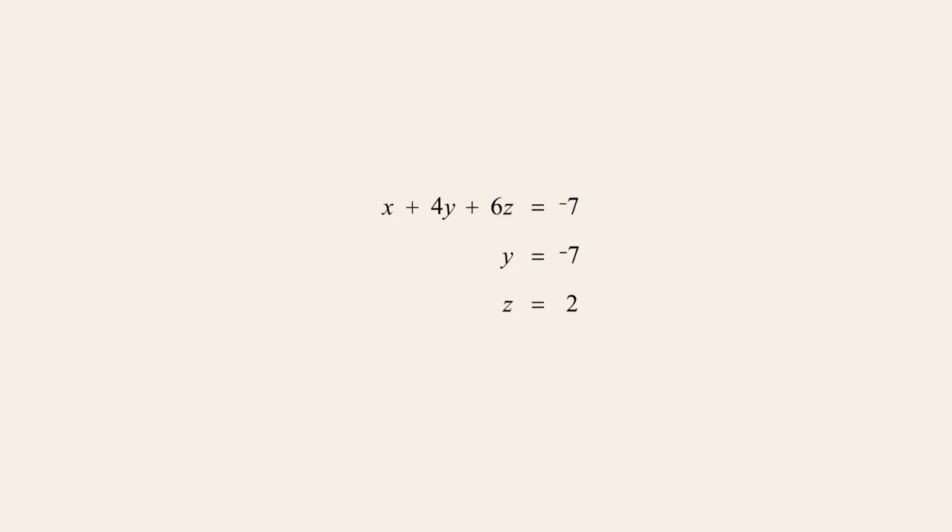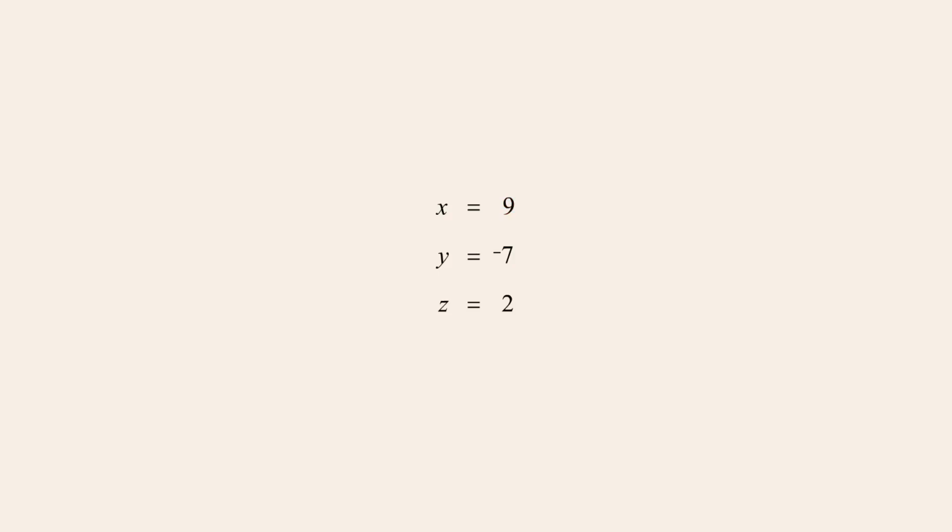And now that we know the values of y and z, those values can be substituted into the first equation to eliminate y and z. Adding 16 to both sides gives us the value of x.